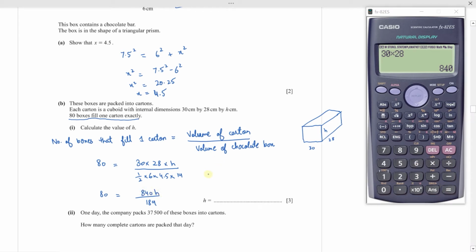840h, over 189. If I take this 189 to the other side, it will go in the numerator, and 840 will come down. So my value of h will be 80 multiplied by 189 and then divided by 840. So 80 times 189 divided by 840. So this is 18. h equals 18 centimeters.